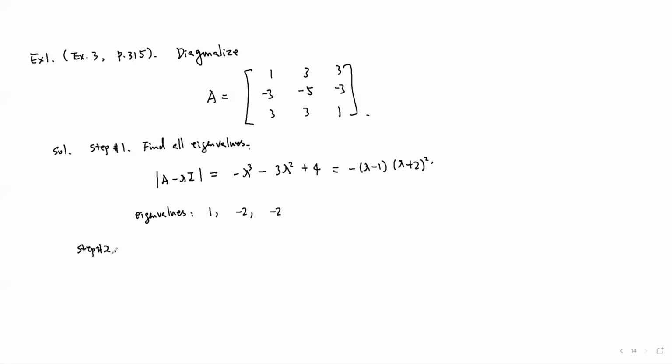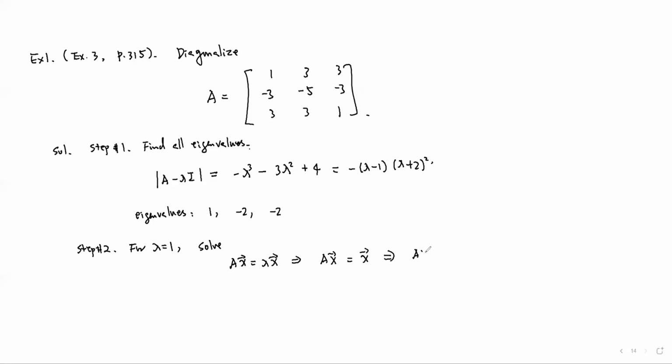After I get the eigenvalues, then step 2. Find three linearly independent eigenvectors. For eigenvalue 1, I first look for eigenvectors associated with eigenvalue 1. How to get eigenvectors associated with eigenvalue 1? Solve this equation, where lambda is now 1. How to solve this equation?